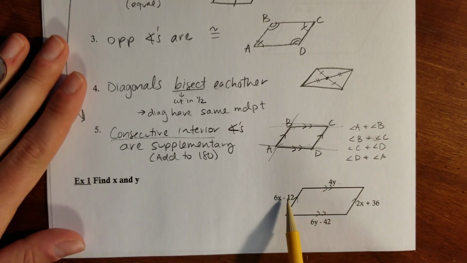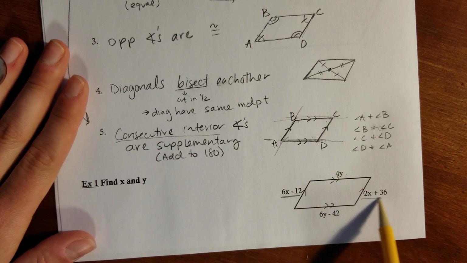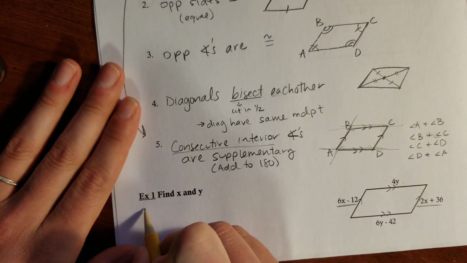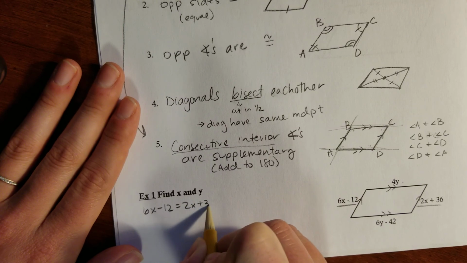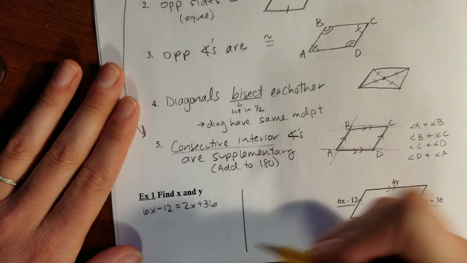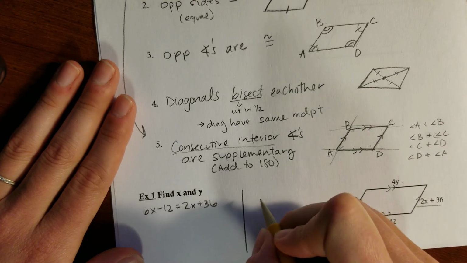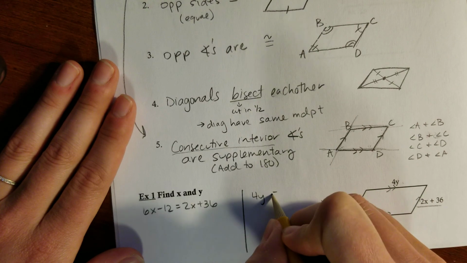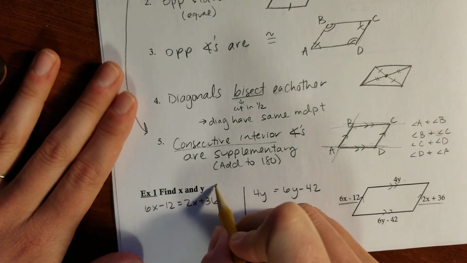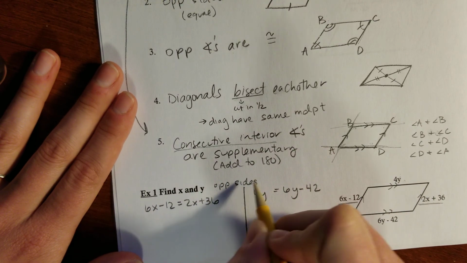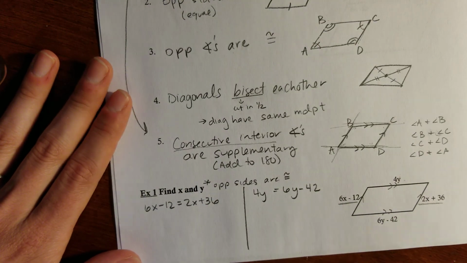length. So if we look at this, we've got two sets of opposite sides. So this opposite side should be equal to that opposite side. So 6x minus 12 is going to equal 2x plus 36. But we have another set of opposite sides. The top and the bottom are also opposite. So we have 4y equals 6y minus 42. All right, so this is because opposite sides are congruent. We know that these two equations should be true.